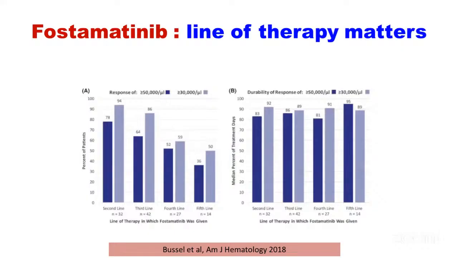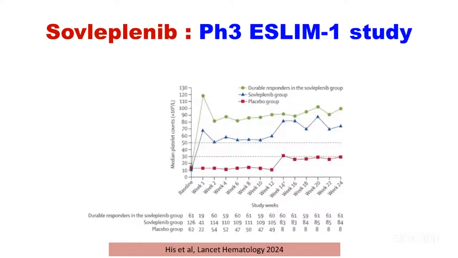Fostamatinib, the line of therapy matters. It has been found that patients who started early, meaning as a first line and second line therapy, show a better response than those patients who receive fostamatinib as a fourth or fifth line therapy. Another is sovleplenib, which is also used, and it has been found that the duration of the response is sustained over the period of time.